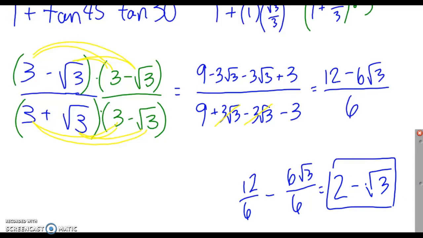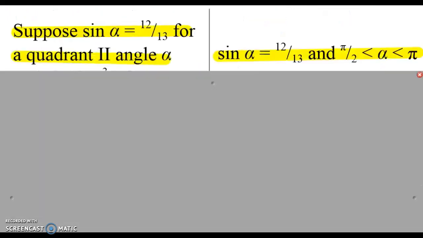And then finally for our last example here, this problem looks very similar to the one we did yesterday, and in fact it is the exact same. We've got this piece of information here that says suppose sine alpha is 12/13 for quadrant 2 angle alpha. That same information could be written this way. Sine alpha is 12/13 and pi over 2 is less than alpha is less than pi. This part tells you that it's in quadrant 2.